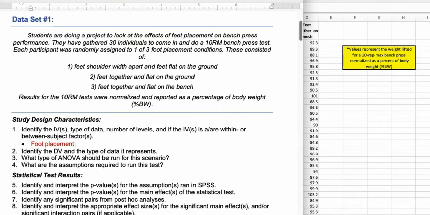All right, foot placement. For all of our ANOVA examples, we're going to argue that our variables are nominal. So that's what I have for our characteristics. We're identifying what the independent variable is, type of data, nominal. Number of levels, I kind of gave you guys that in the description. So we have three conditions. And then the last thing we're noting is if this is a within or between subject factor. So what do you guys think?